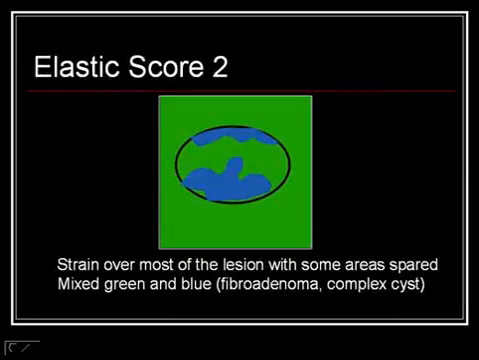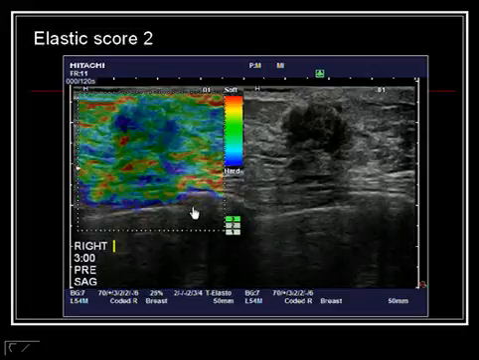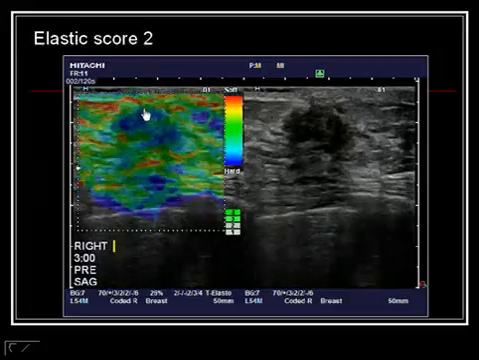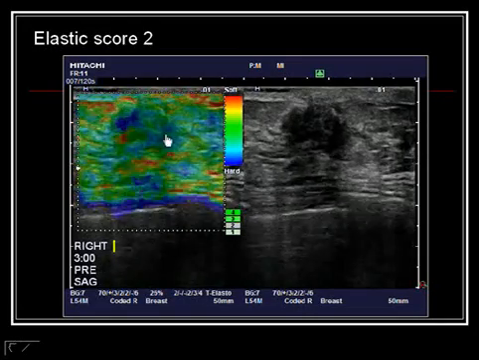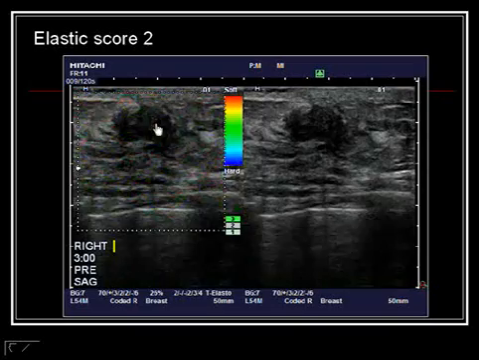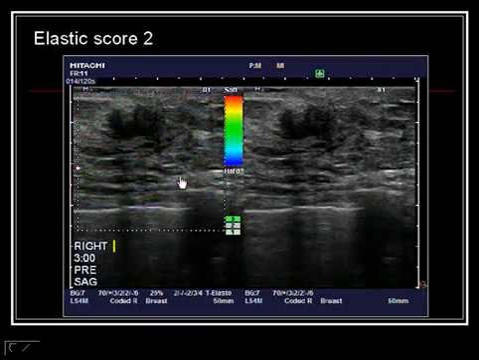The elastic score 2 demonstrates strain over most of the lesion, with some areas being spared, and they are shown as mixed green and blue. It is normally seen with fibroadenoma or complex cyst. However, I would like to show you this particular lesion with the real-time clip, again demonstrating that when you do the actual compression, which is fairly light, in this case it shows both blue and green areas, which would be typical of an elastic score number 2.